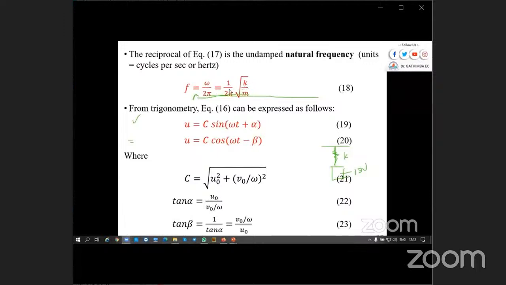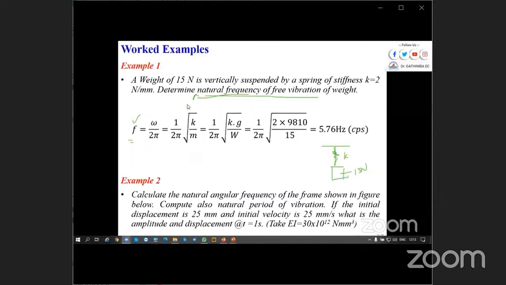So the expression will be determined by what you have. You have the stiffness, you have the weight. Of course, from the weight, you can get the mass. So on and so forth, we can get what is f. We just need to substitute, plug in those values. We have the k, the m, and of course, we know mg is equal to the weight because we are given the weight. So m is equal to weight over g. You multiply by that, you get 5.76 hertz. Okay. Very simple.